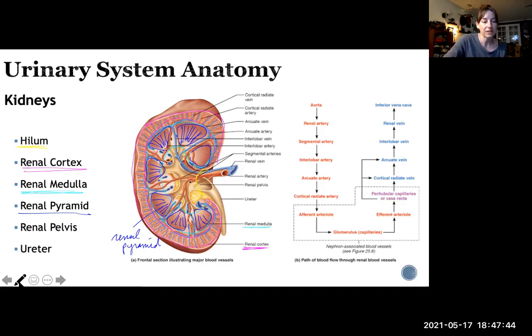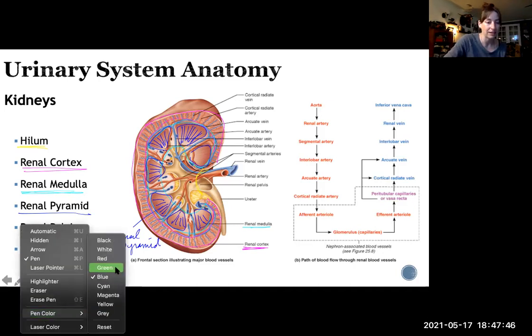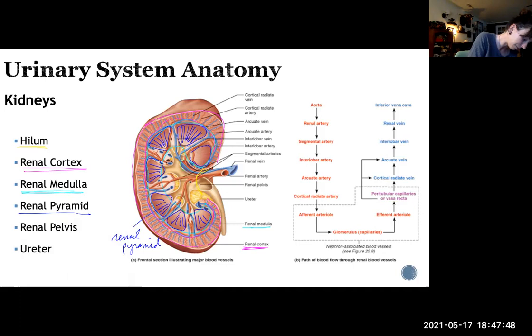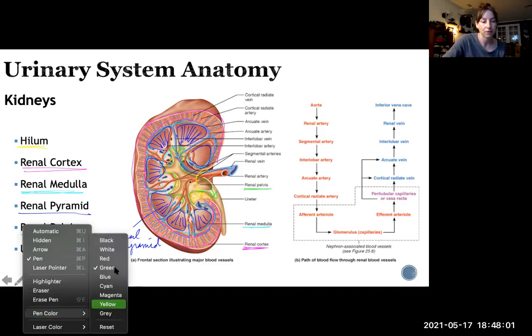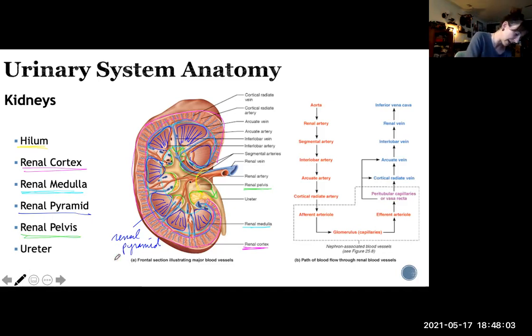The renal pelvis, where the filtrate ends up collecting and which funnels down into the ureter. And again, this is reflected on both the right and left side, right? Because you have a right and a left kidney.